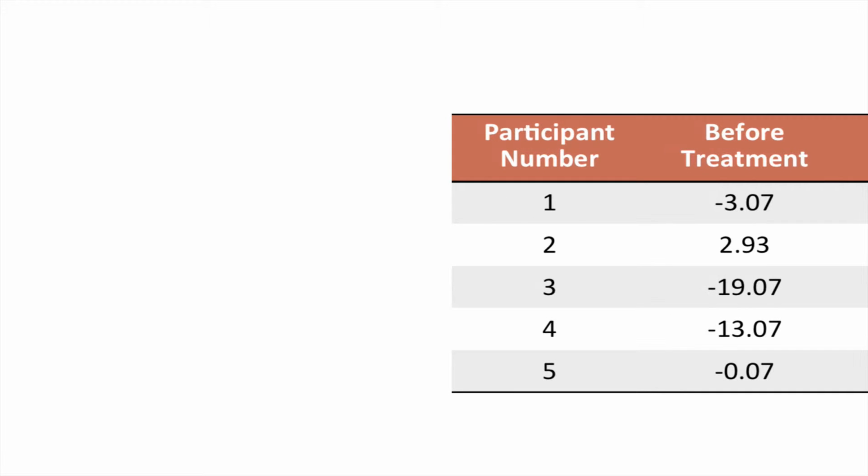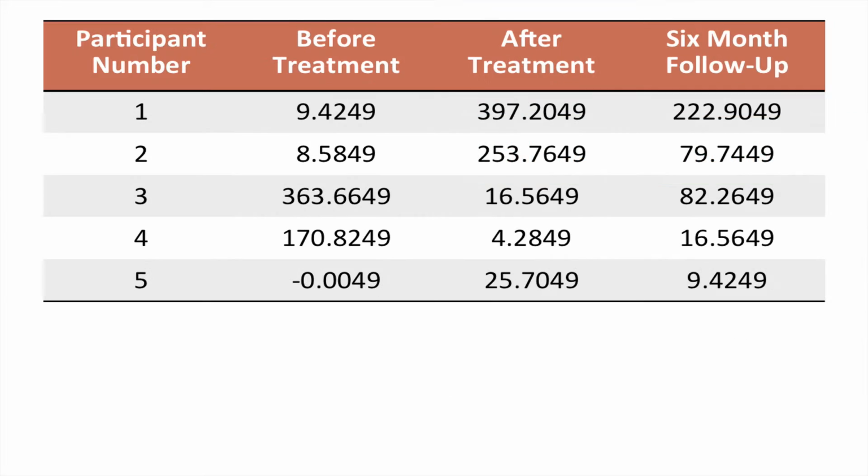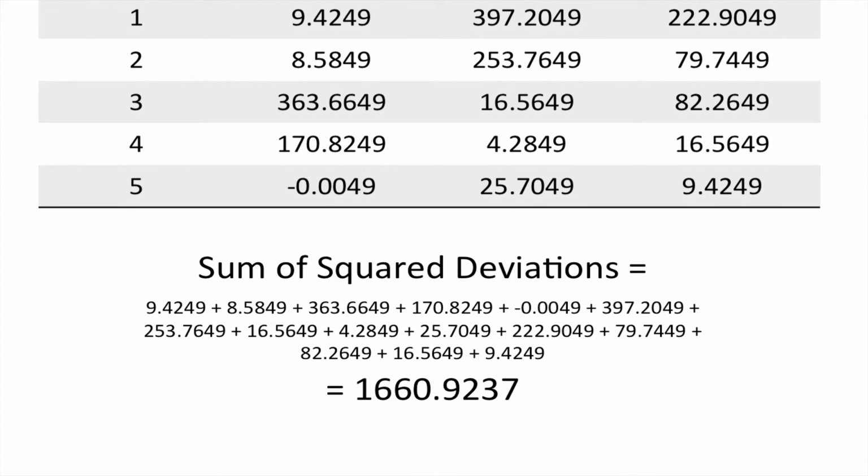But we know from previous videos that some of these scores are negative and some of them are positive, and if we added them together they'd cancel each other out, so we need to square them to get rid of that problem. So we square all our values, and to get a measure of the total variability we're simply going to add up all those values. So we know that there are 1660.9237 units of variability to explain in our data.